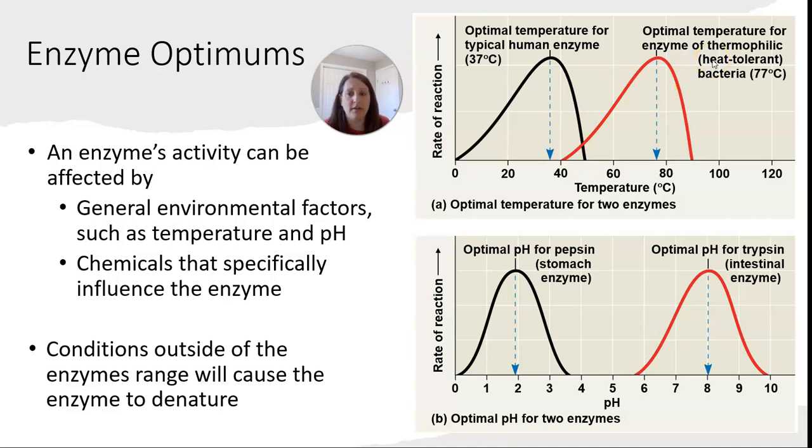Heat-tolerant bacteria, on the other hand, their enzyme activity doesn't peak until about 77 degrees Celsius. Again, slowly increasing activity and then quickly dropping off. So for heat-tolerant bacteria, the optimal enzyme window of temperature is different than a human enzyme. So it depends on where the organism is from, where the enzyme is from. That will dictate what temperature it's going to work best at. All human enzymes work best at 37 degrees Celsius.